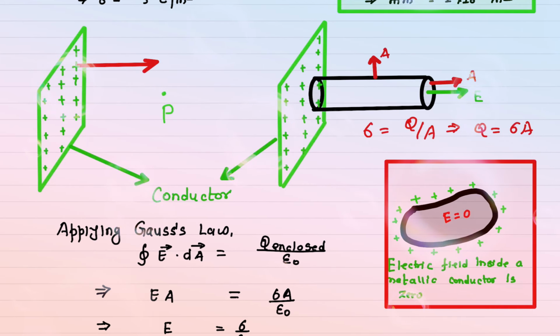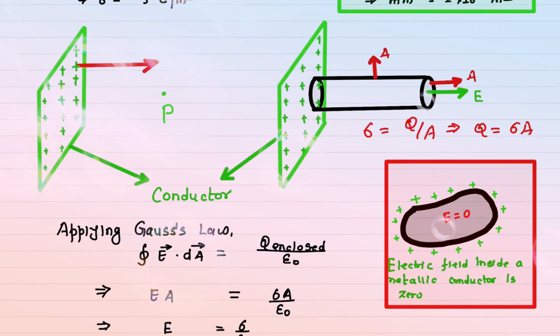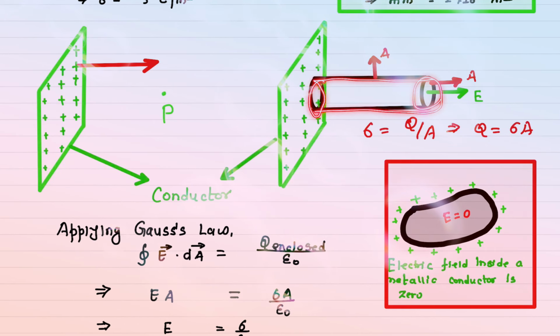Or you can choose, in fact, a cubical shape too. It doesn't matter whether you choose a cylindrical surface or a cubical surface, it should be exactly the same. Okay, so now I have chosen a Gaussian surface here. First thing, we have to find out what is the charge enclosed by this Gaussian surface.